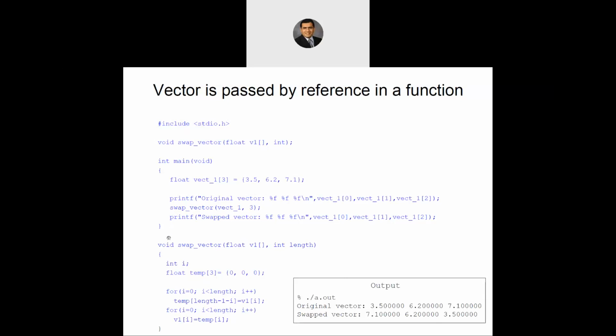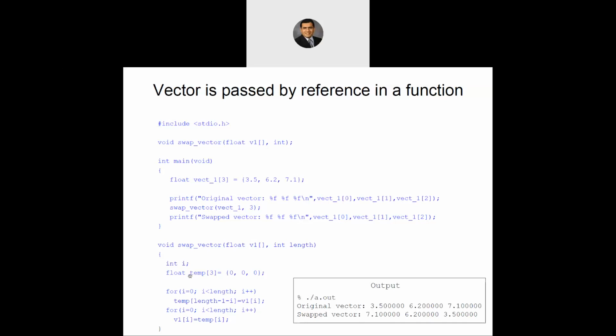So it goes to the swap vector function. It passes the value of vec1. 3.5, 6.2, 7.1 is passed to v1, my dear students. When you pass an array, it is passed by reference. So whatever happens to v1, the same thing happens to vec_1. They are linked to each other.